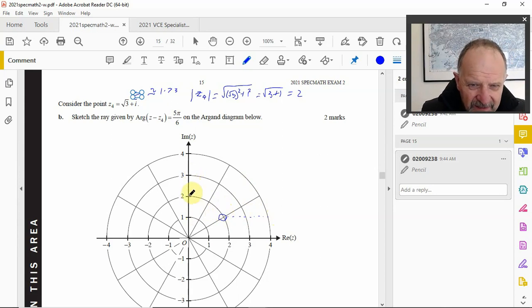But now, where does it actually intersect this axis? All right, well, the answer to that is there's a couple of different ways that we could look at it. And one of them is that tan 5 pi on 6 is negative tan pi on 6, which is negative 1 on root 3.